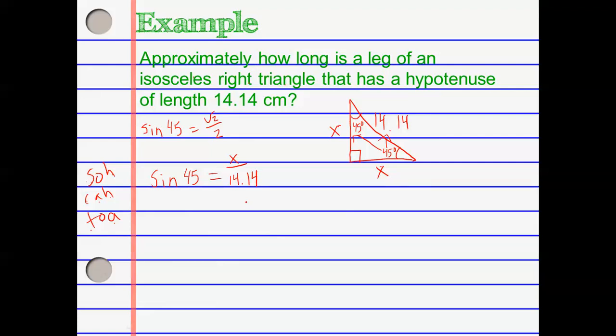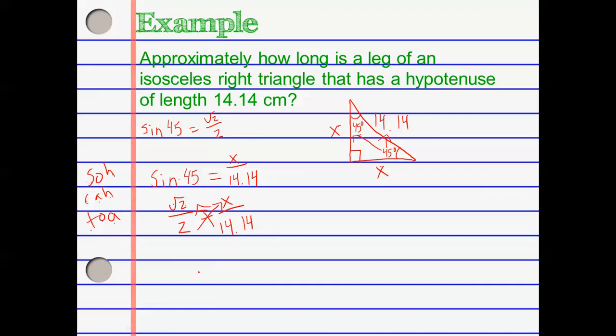Okay? Now, if you have your graphing calculator, you could just do sine 45 and find out what that is decimal wise. Okay, but if you don't have your calculator, we already know that sine 45 equals square root of 2 over 2. So we can sub in square root of 2 over 2 in for sine 45. And then we are left with x over 14.14. So now all we have to do is cross multiply.